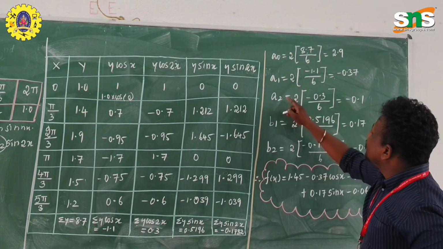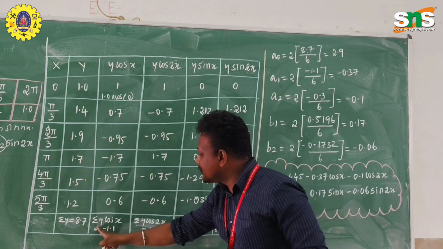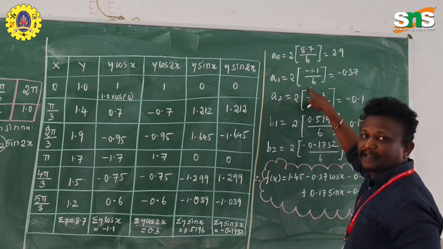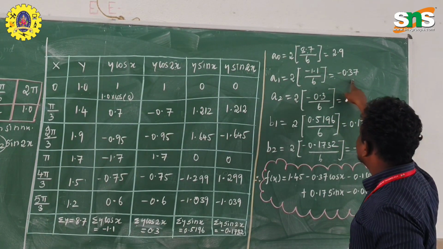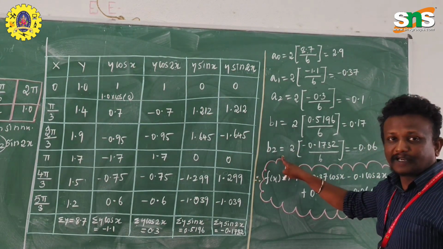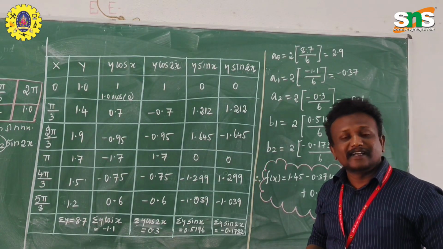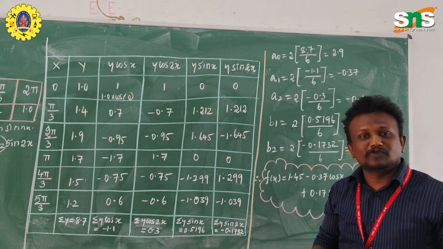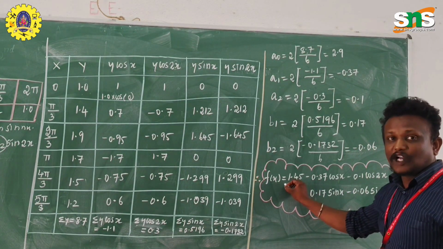Similarly, you can find A1. For A1, you have to fit the value of summation y cos x, which is minus 1.1, and divide by capital N, which is 6. After simplification, you will get this value. Similarly, you have to find up to B2. After finding all these results, what is your next step? It is very easy. We are close to the end of solving this problem. So f of x is the last step.